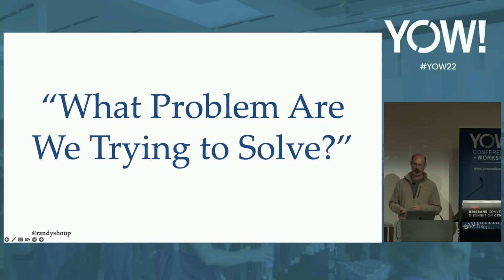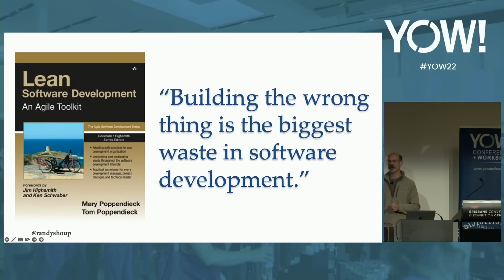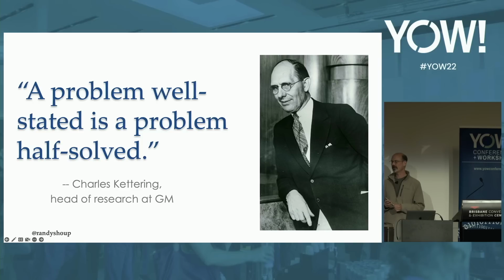And why is this so important? I'll just lean on Mary and Tom Poppendieck in their excellent book, Lean Software Development, because building the wrong thing is the biggest waste in software development. So we really need to understand our problem in order to avoid building the wrong thing. The other quote that I like on this line is from Charles Kettering, who used to be the head of research at GM: a problem well stated is a problem half solved. So if we can be very clear on our problem, we're well on our way.